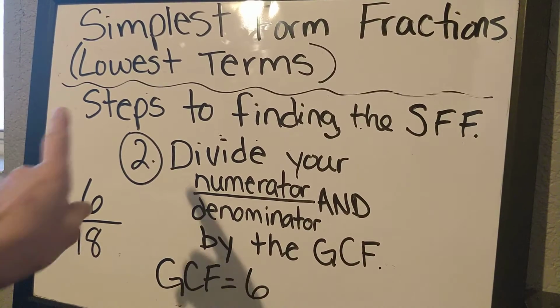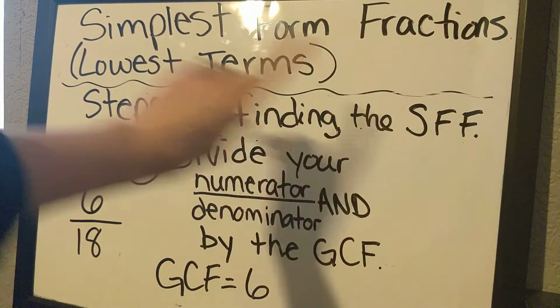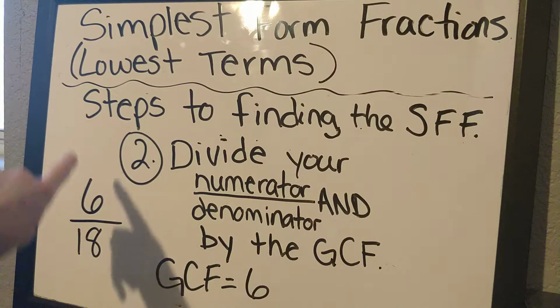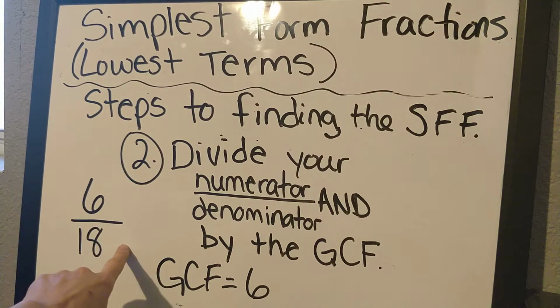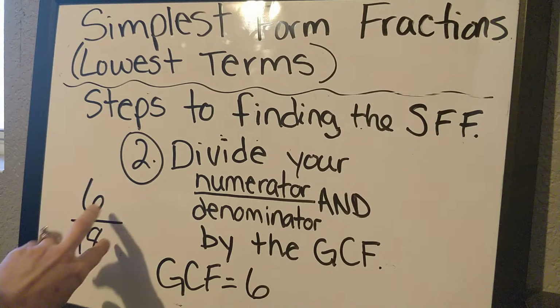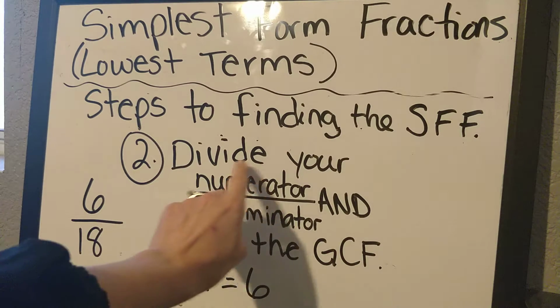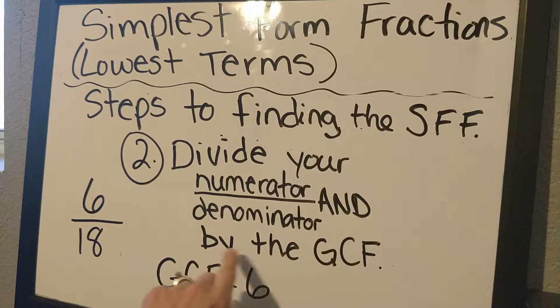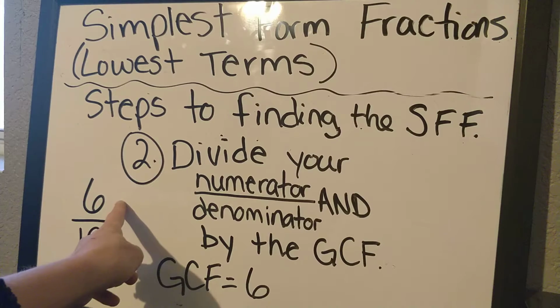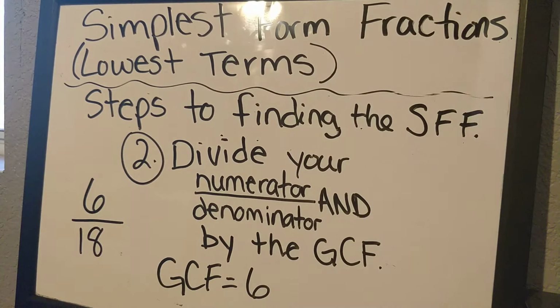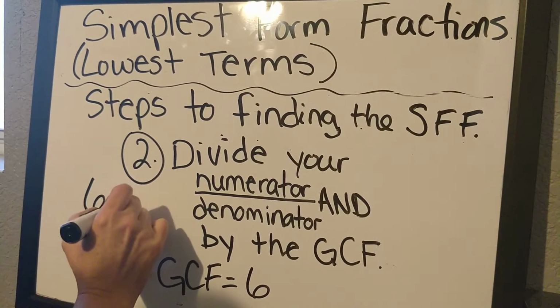Step 2, to finding the SFF, the simplest form fraction. To write this fraction as small as it could possibly go, you're creating an equal fraction as low as it will go. 6/18. Step 2, divide your numerator and your denominator by the GCF, which we discovered is 6. So you're going to divide this 6 by 6, and you're going to divide 18 by 6.